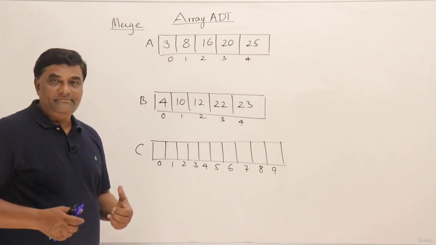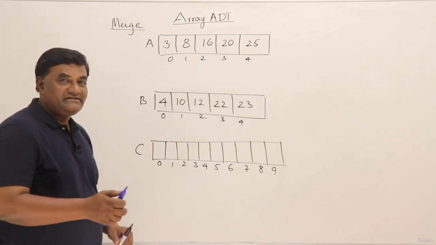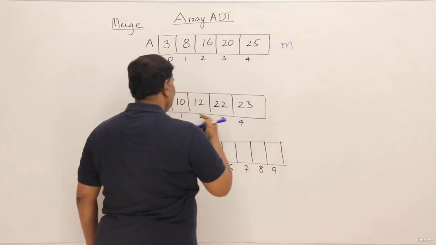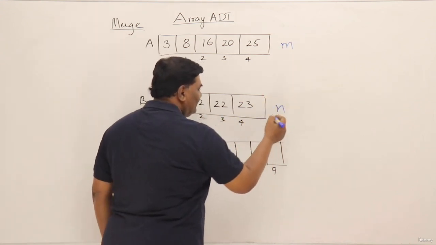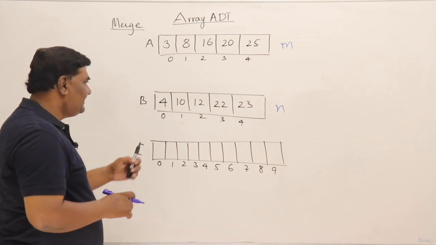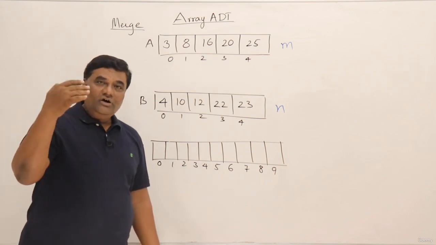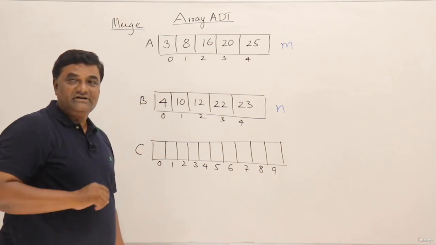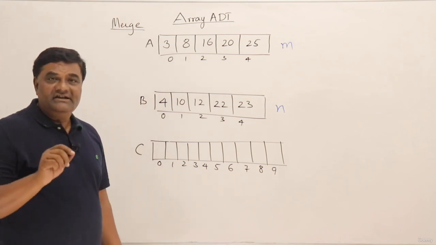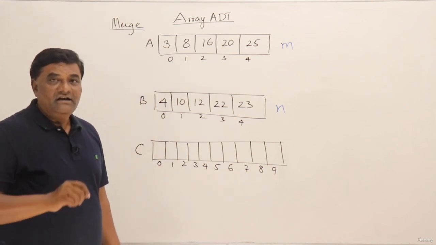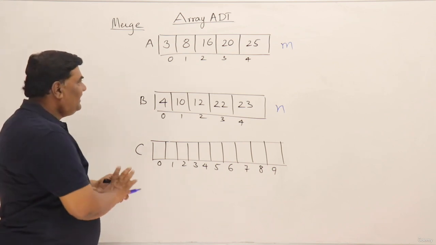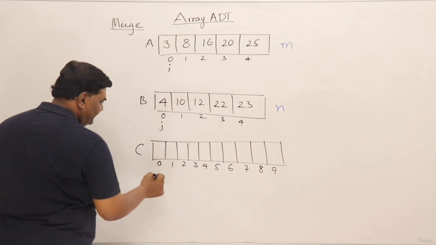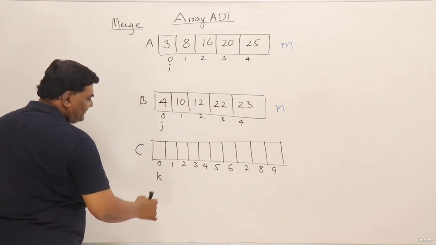Now how to combine them? Before looking at the procedure, let us say the number of elements in this array is M and in this array is N. So this has M elements and this has N elements. Now we will combine these two and store them here such that they are sorted. For that we will take index pointers I, J and K. I starts from the first index of A, J starts from the first index of B and K starts from here.